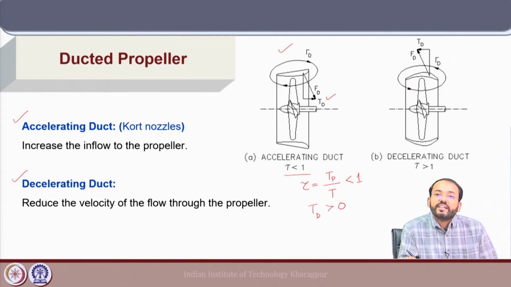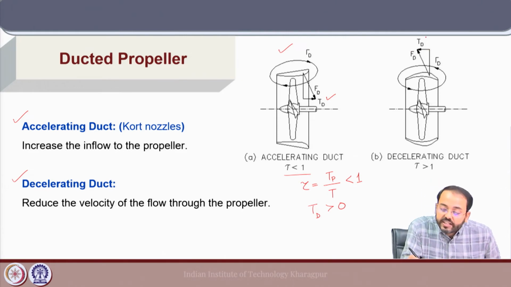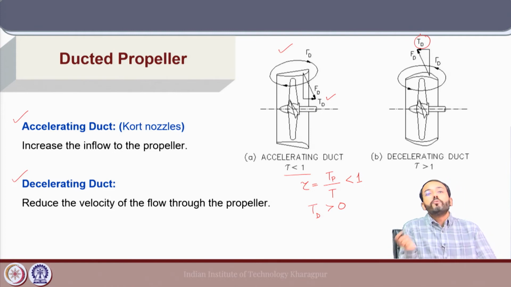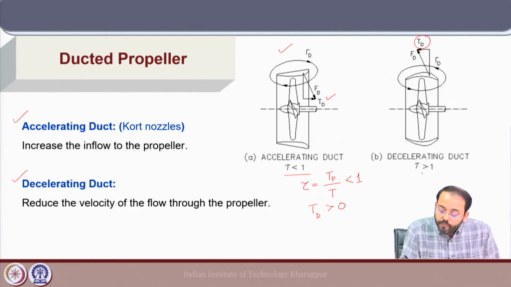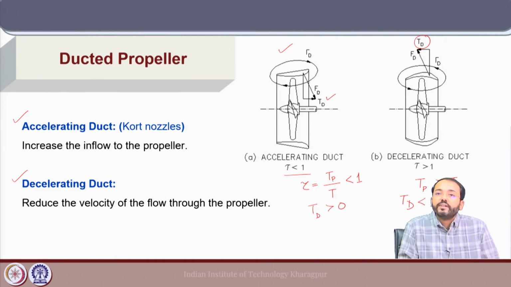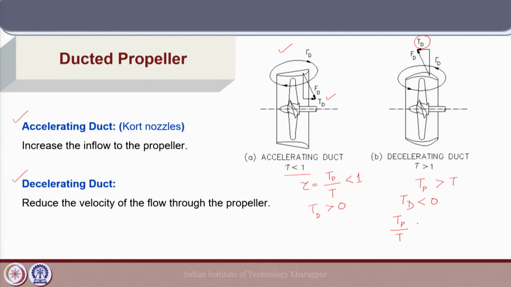depending on the design of the duct, that it generates a negative thrust. That means the thrust here, Td, is directed opposite to the direction of the propeller thrust under normal operation condition. So, Tp has to be greater than T, because Td is negative. Since Td is negative, Tp by T is greater than 1 for a decelerating duct.